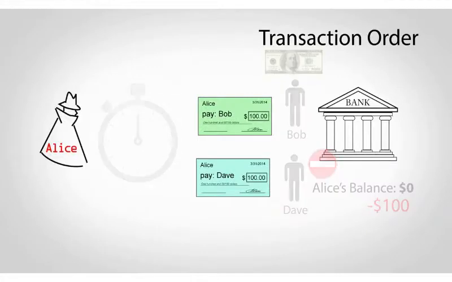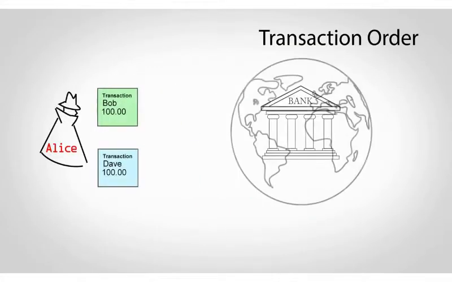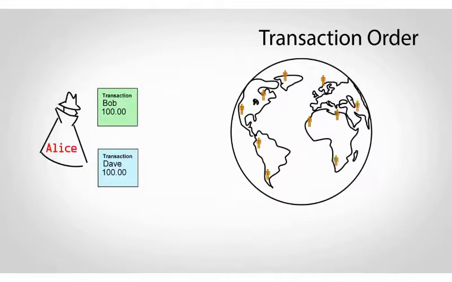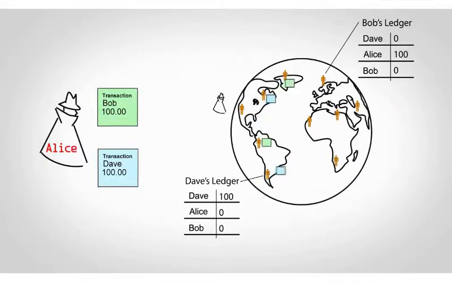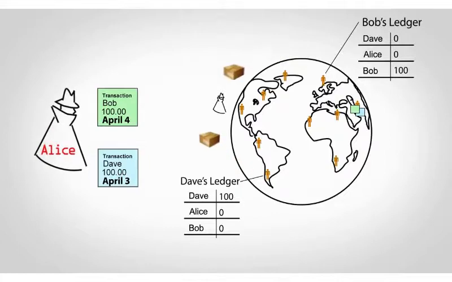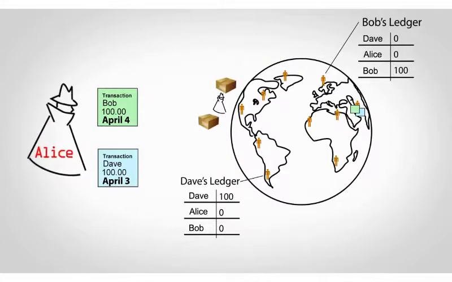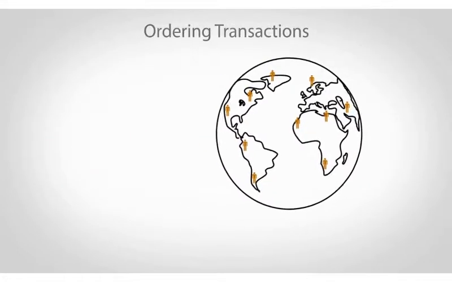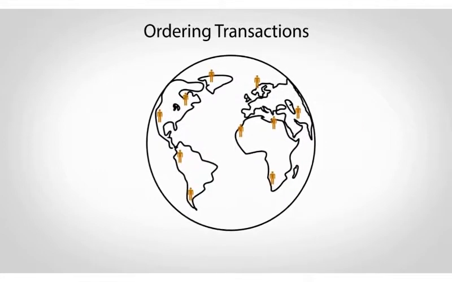Unfortunately, order is much harder to determine in Bitcoin, where instead of a single bank, there are individuals all over the world. Network delays might cause transactions to arrive in different orders in different places, and fraudsters could lie about timestamps. 2 recipients might both think their transaction is first and ship a product, effectively allowing Alice to spend money twice. Bitcoin prevents this by providing a way for the entire world to decide on transaction order.